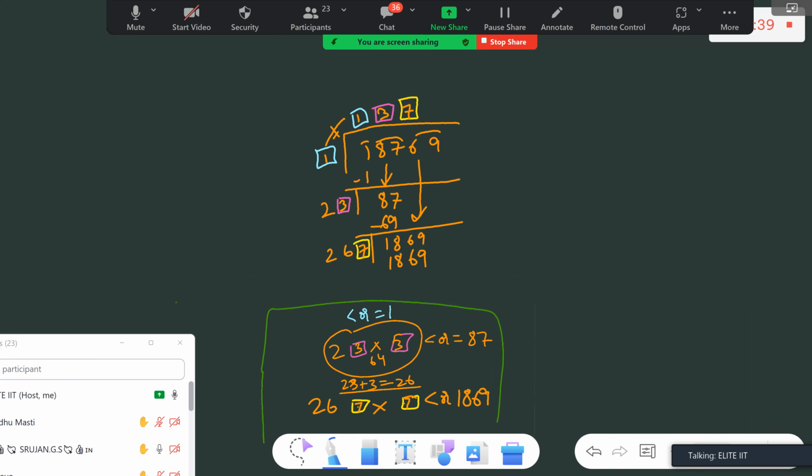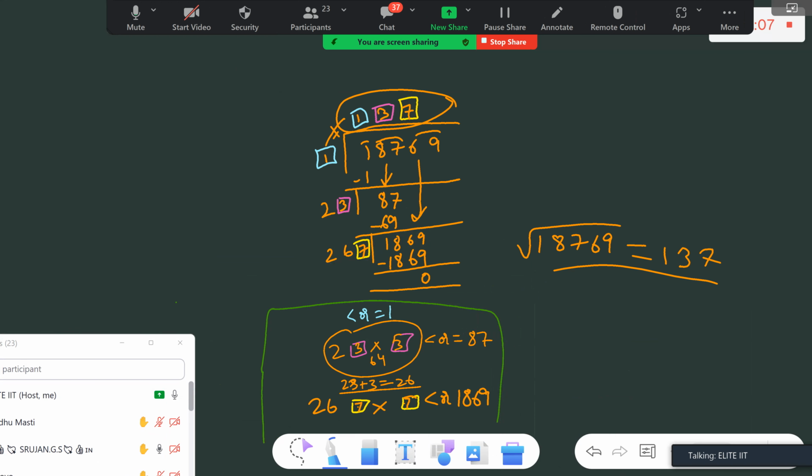See? Okay. The remainder is 0, right? There is nothing else left in the dividend, isn't it? That is why this is our answer. Square root of 18769 is this quotient, 137. Understood? Is it clear now? Clear?